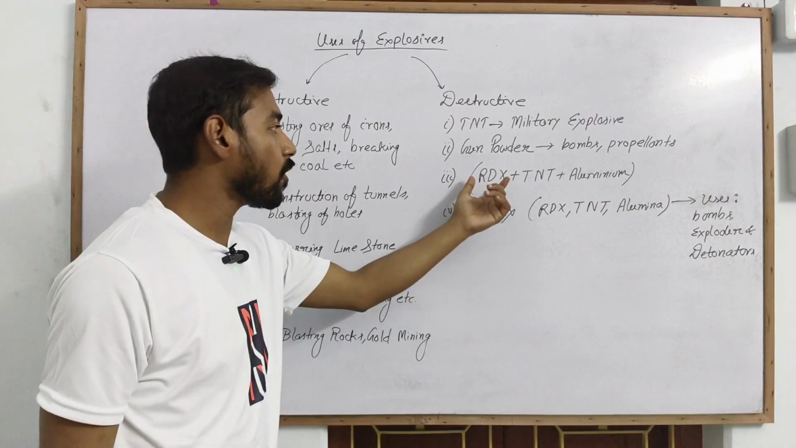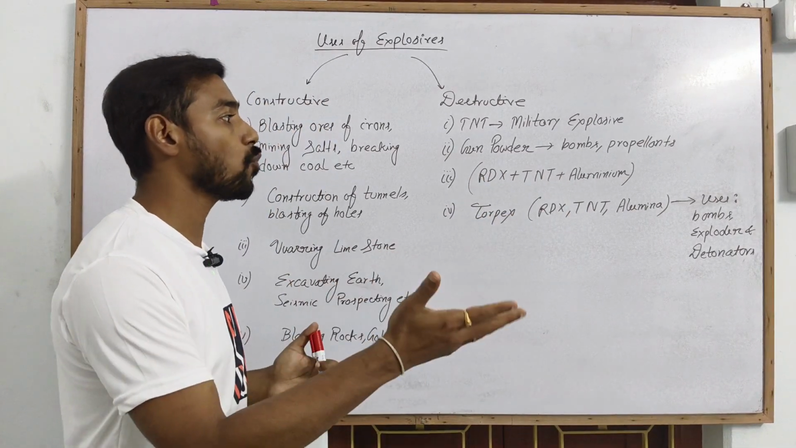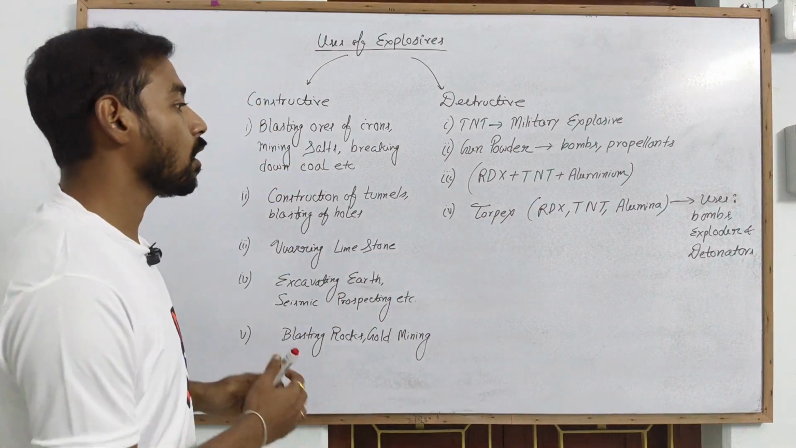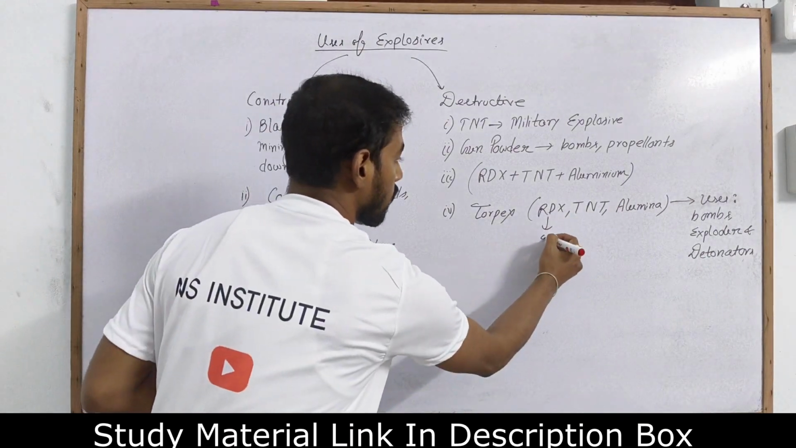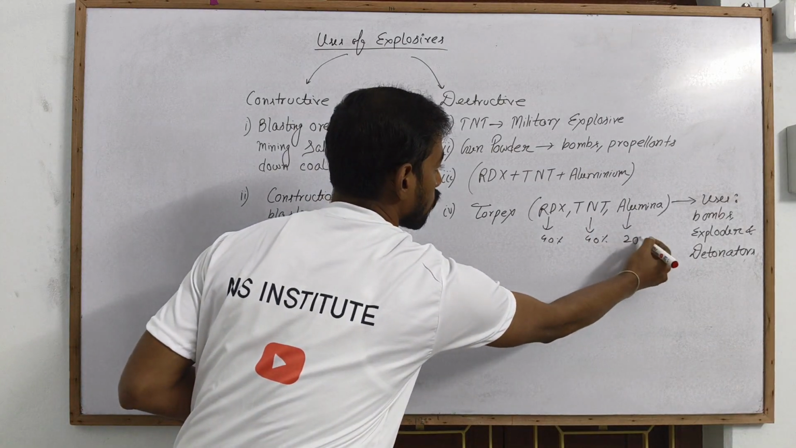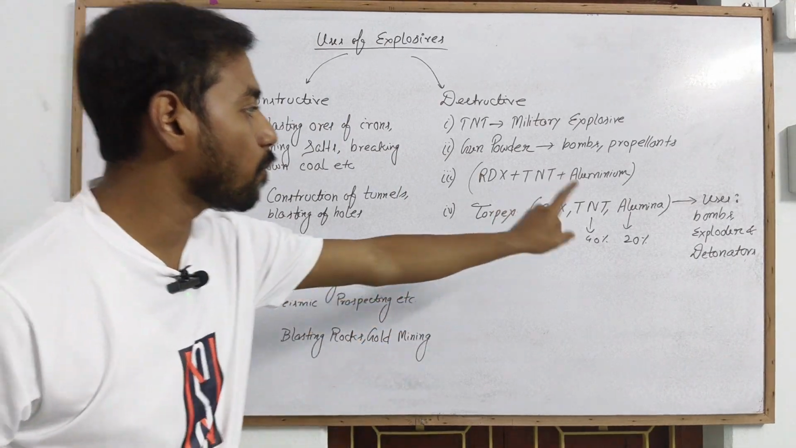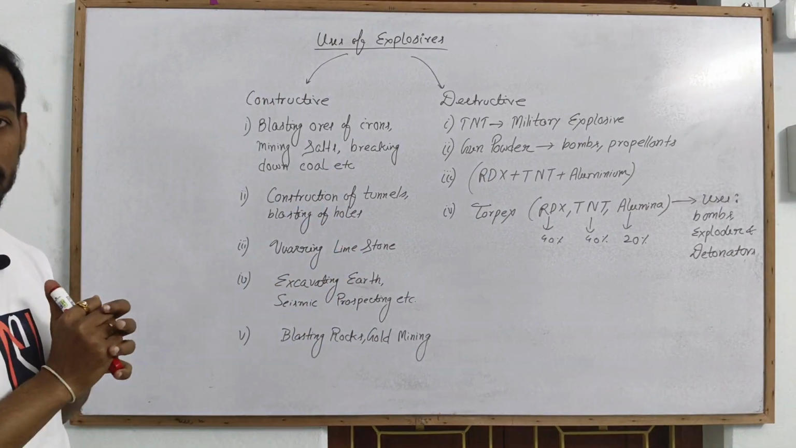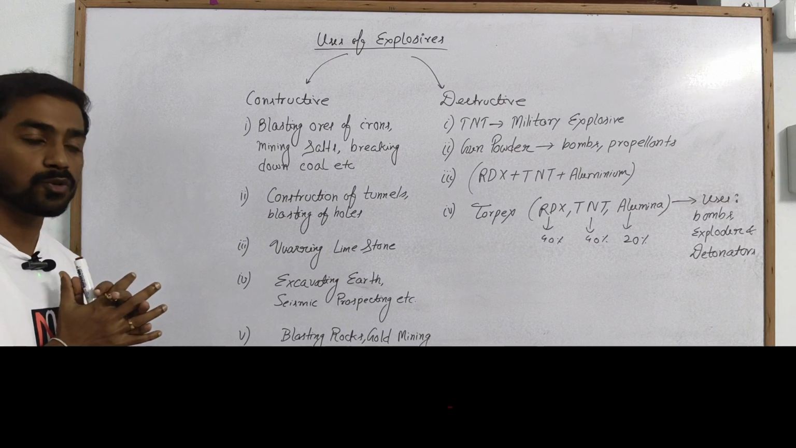Then the third one is a mixture of RDX, trinitrotoluene, and aluminium. It is used in torpedo warheads. And the last one is Torpex. It is a typical explosive, generally a mixture of RDX, trinitrotoluene, and aluminum. Basically 40% RDX is used with 40% trinitrotoluene and 20% aluminum. It is used in bombs, exploders, and detonators. So basically, these are the overall usages of explosives.